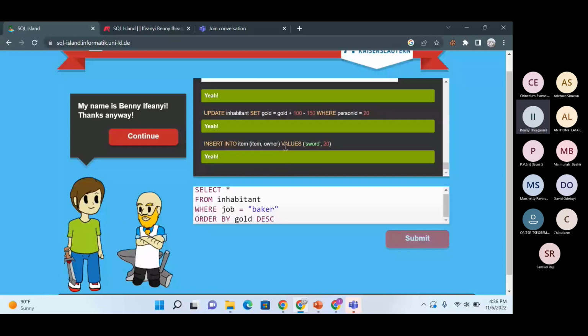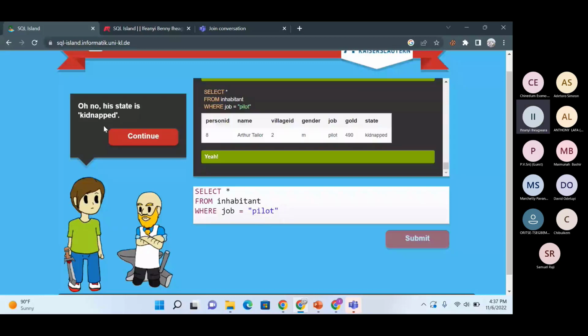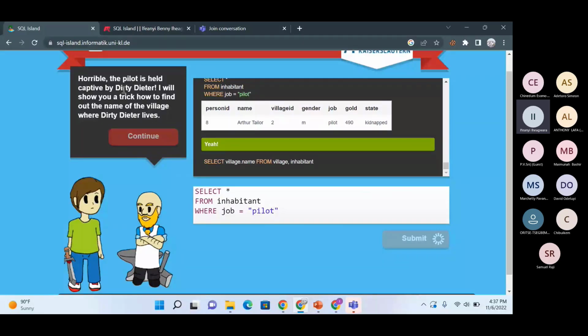Okay. So is there a pilot on the island that might be able to fly him home? We need to find out which of the people on this island is a pilot. So we'll use the same query as for baker, but with pilot, and we submit the list. Okay, so yes, there's actually a pilot on the island. However, the pilot has been kidnapped, and his name is Otto Taylor. So we continue. The pilot is being held captive, and we need to find out the name of the village that this guy lives in.